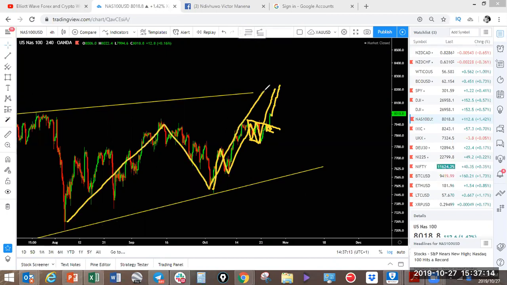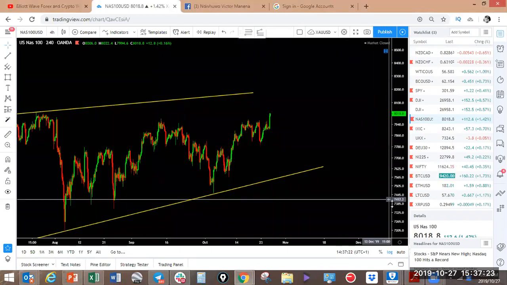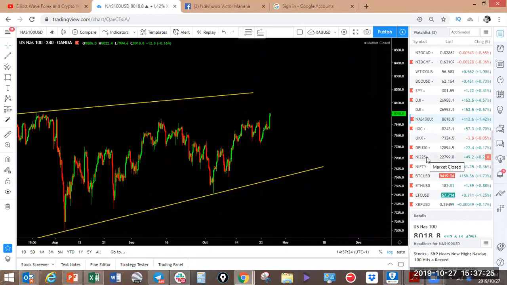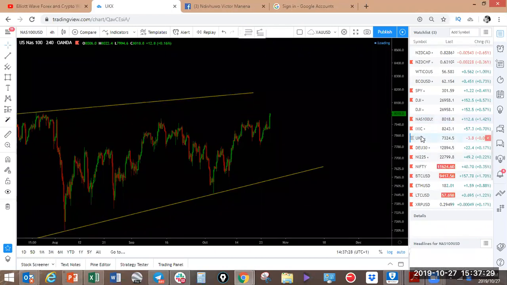1, 2, 3. I showed this last week. You are within that diagonal. We still want this diagonal to keep pushing higher to the top of the boundary. All right, so that is the NASDAQ, the S&P 500, and the Dow. Let's look at the UK 100 now.